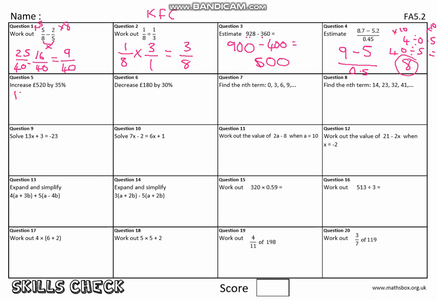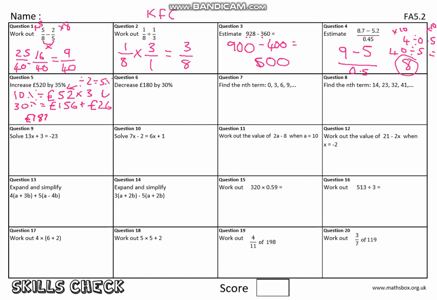So I'm going to do that by finding my 10%. So 10%, I'm just going to divide it by 10, which would be 52 pounds. So now, to find 30%, I'm going to times that by 3. So that would mean that 30% is 156. But I still need 5%, so I'm going to have to divide that number by 2 to get 5%, which would be 26 pounds. And then I can just add my 156 to my 26, which would equal 182.